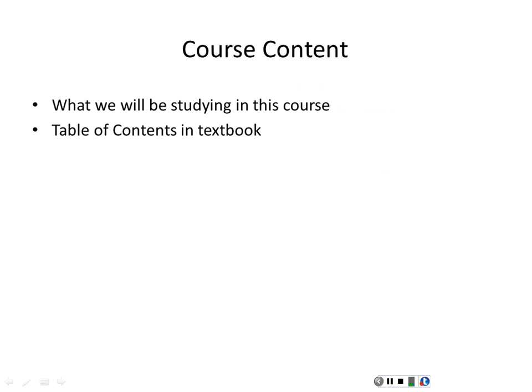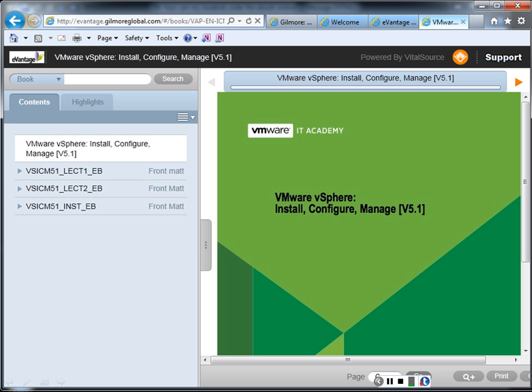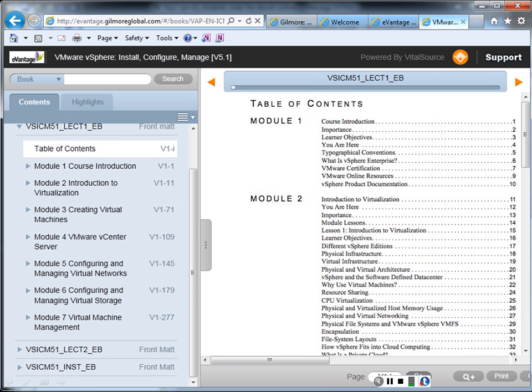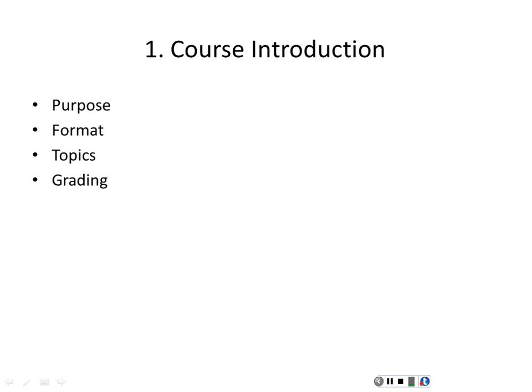Let's now look at the course content, that is to say, what you will be studying in this course. Let's look at the table of contents in the textbook. The textbook is available online. Let's go to the table of contents and look at the chapters that we will be discussing. The course is divided into 14 chapters or modules. So let's look at each one of those modules. Module 1 is where we are now, the course introduction.